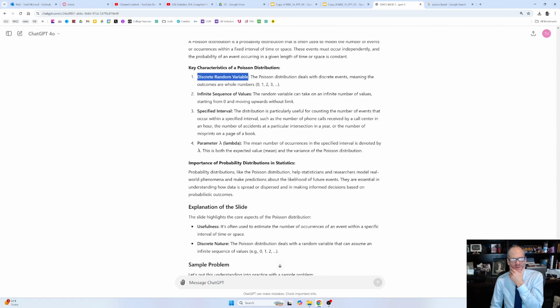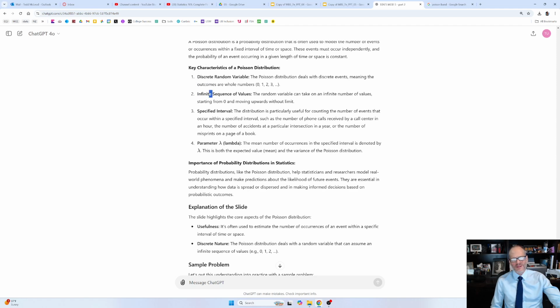Discrete random variable. The Poisson distribution deals with discrete events, meaning the outcomes are whole numbers. So you're having a certain number of patients or customers come into the hospital or the restaurant. You're not going to get fractions of a patient or fractions of a customer. Or you have a certain number of potholes, and you're either going to say it's a pothole or it's not a pothole. You're not going to say this is half a pothole. You're just measuring things in a discrete way.